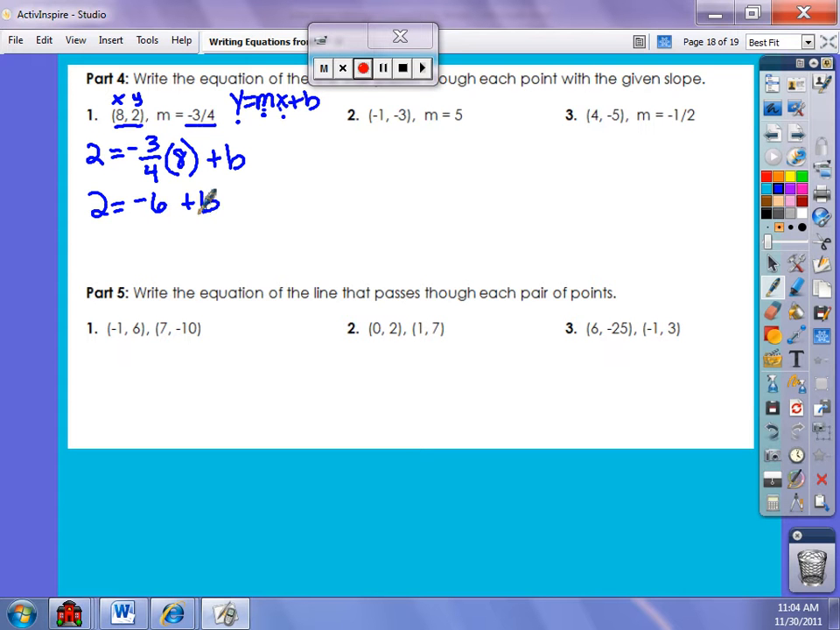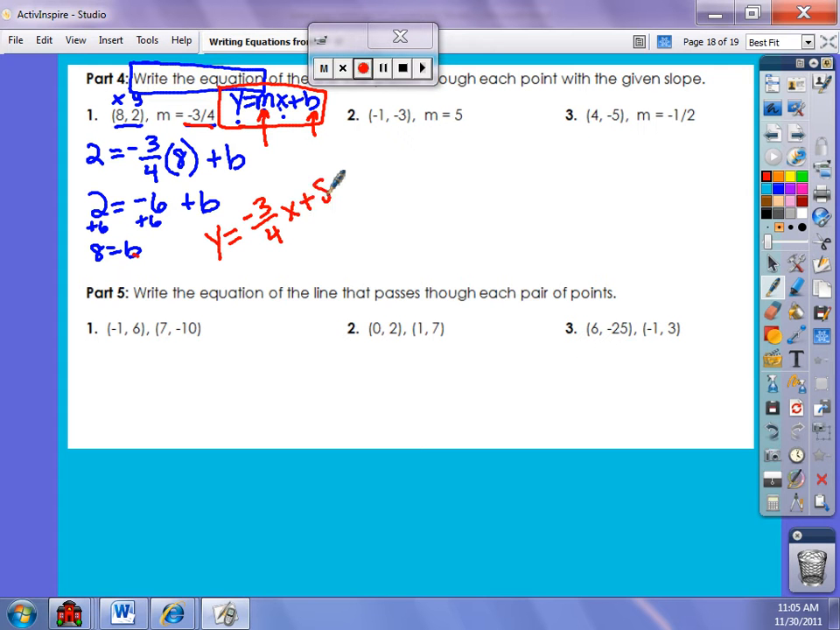The last thing I want to do is find b. So I have to add the 6 to the other side, and I get 8. Now, the direction said write the equation, so I'm not done. All I've done is find b. Remember, your equation needs to be in this format. I need to replace the m, which I was given, and I need to replace the b, which I just found. So my equation is going to be this. Okay? Simple as that.